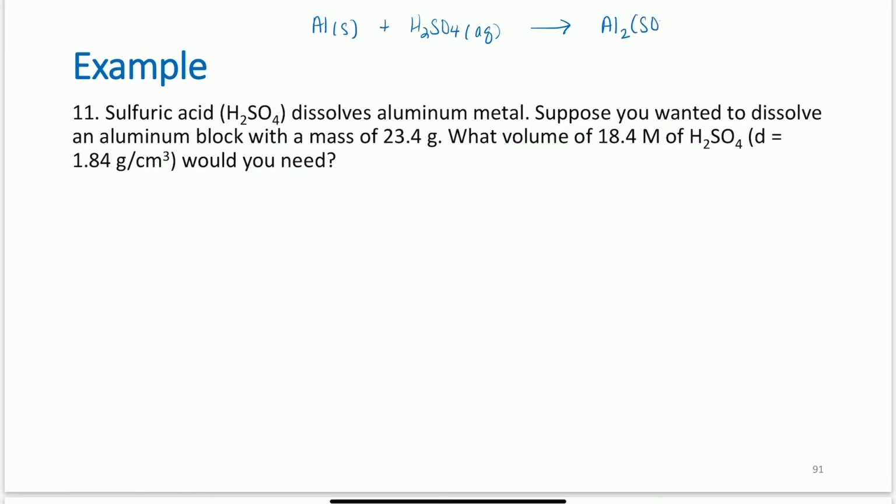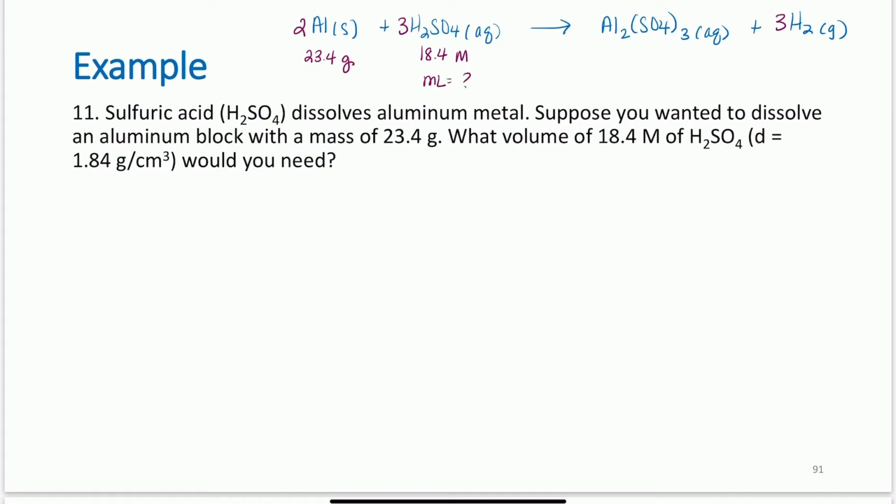Al2(SO4)3 is aqueous, and it also produces H2 gas. Balance this reaction out. I'm going to have a 2 here, a 3 here, and a 3 here. I have an aluminum block that has a mass of 23.4 grams. I want to know if I have 18.4 molar H2SO4, what volume will I need here?